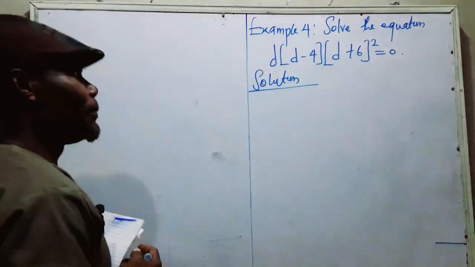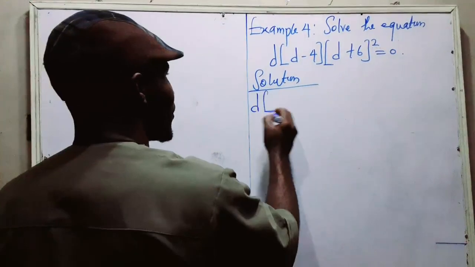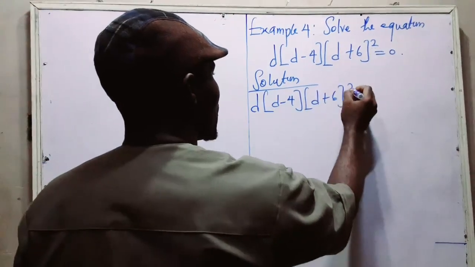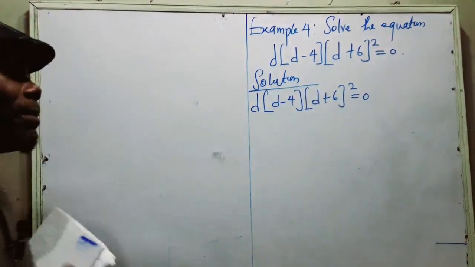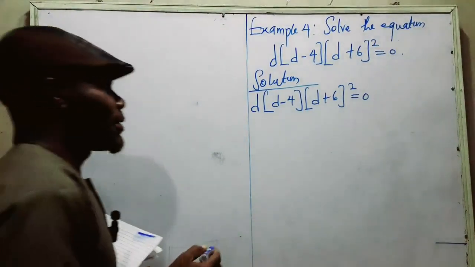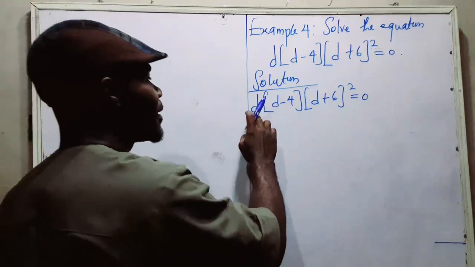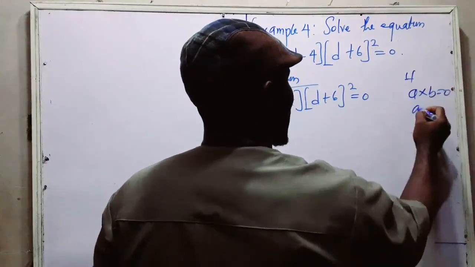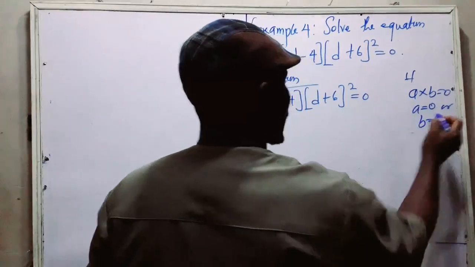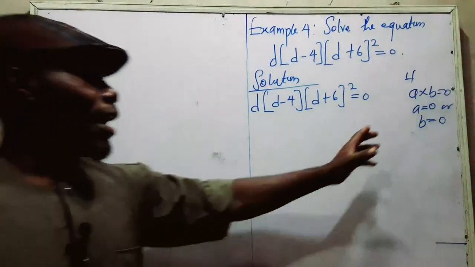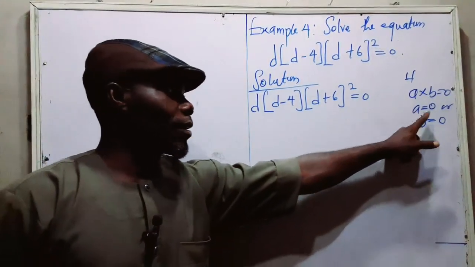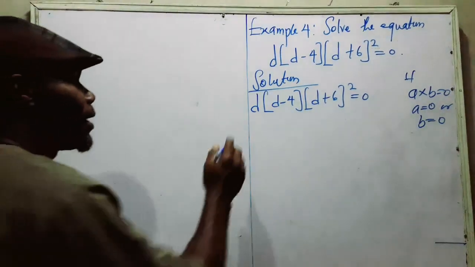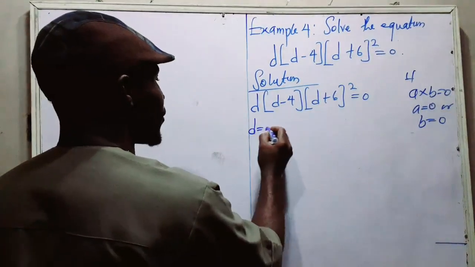Now, for this question, as I explained before, we have that if a times b is equal to 0, then a is equal to 0 or b is equal to 0. These are the two things that you must put in place: a is equal to 0 or b is equal to 0. Therefore, you now see that it is either d that is equal to 0.